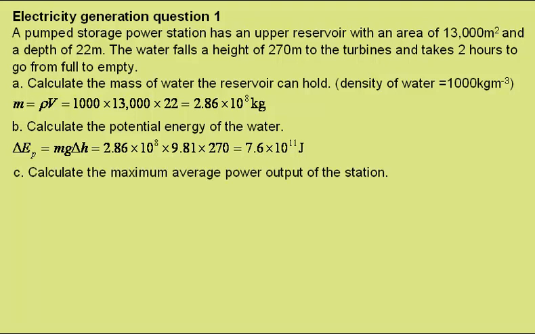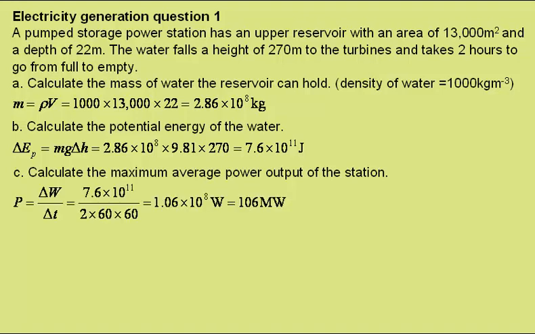Part C. Calculate the maximum average power output of the station. Well, power is equal to work done over time taken, or energy transferred over time taken. The energy we have available is the 7.6 times 10 to the 11 joules stored in our water, and the time taken is the 2 hours given in the question to go from full to empty.